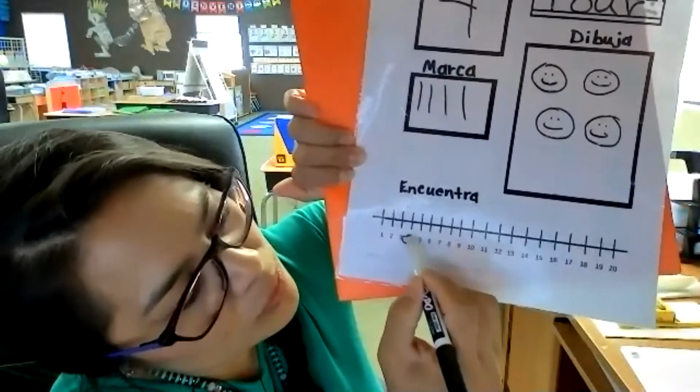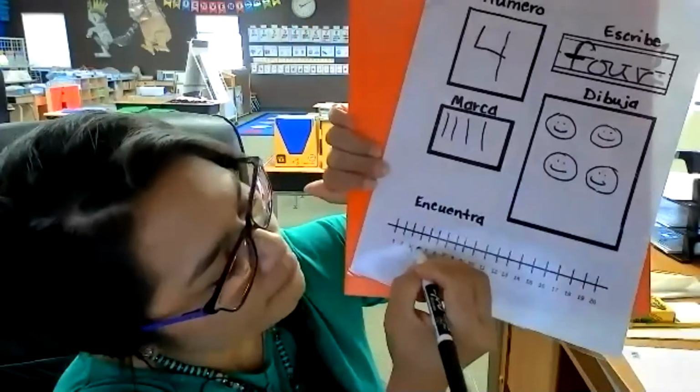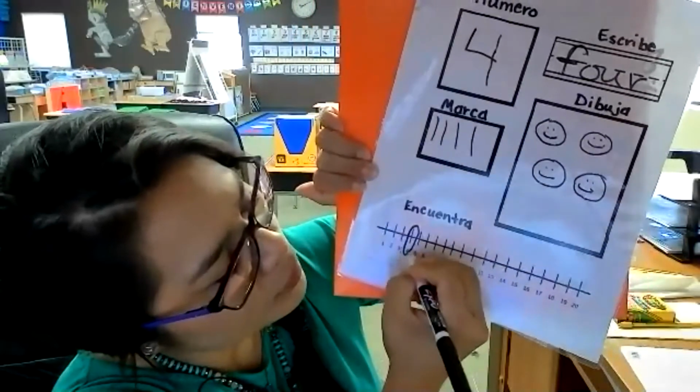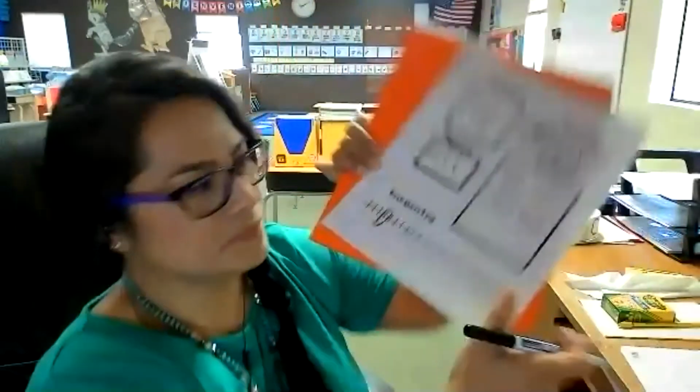We're going to circle it. Okay, number 4. Oops, let me do that a little better. Number line number 4. There we go. Okay, that's number 4.